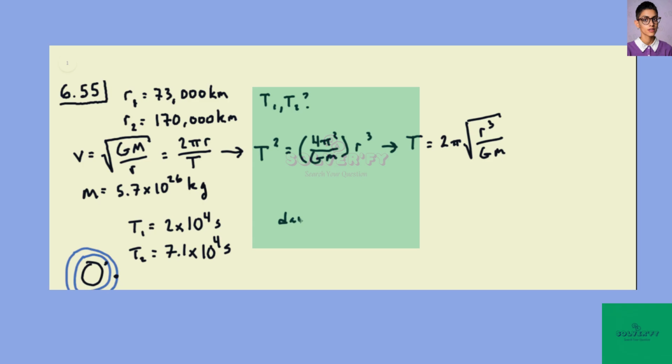And then the length of a day, or the rotational period on Saturn, it tells us that it's 10 hours and 39 minutes, but these are in seconds, so let's convert that to seconds. And we find that that's about 3.8 times 10 to the 4th seconds.